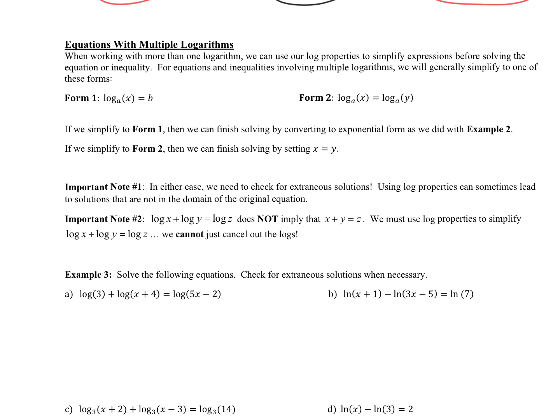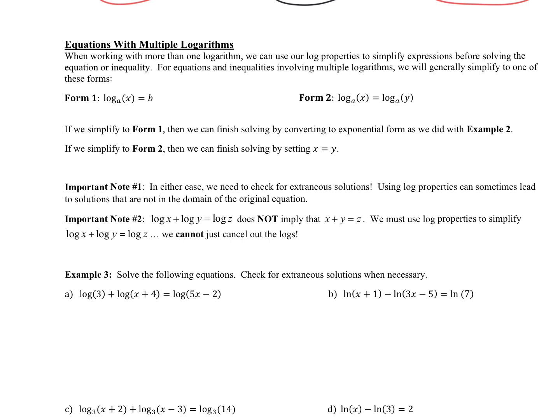Important note number 1. In either case, we need to check for extraneous solutions. Using log properties can sometimes lead to solutions that are not in the original equation. All right, so a lot of the times we're going to back substitute to see if the log can accept it. What can logs not accept? Remember doing our domain stuff? Logs can't be what? Negative. So that's why we set the inside of the log greater than 0 to find its domain. So if we have a log, we need to make sure it's positive.